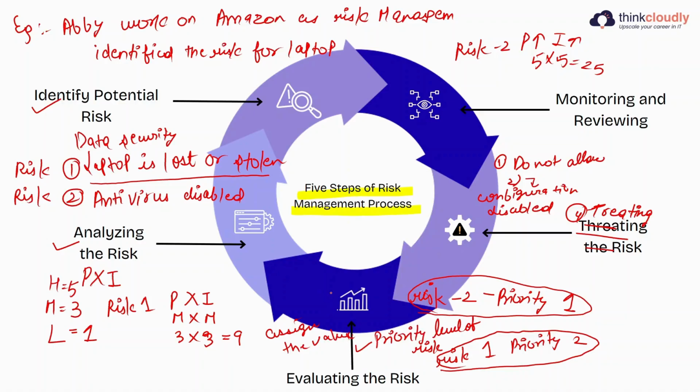That is why we have this step called evaluating the risk, wherein we assign values, that is priority 1 and priority 2, so that the company can first focus on priority 1 risk. Once that is resolved, once that is done, then they will work on the second risk, meaning priority number 2 risk, like that. That is why this step comes. So it becomes easy for the organizations.